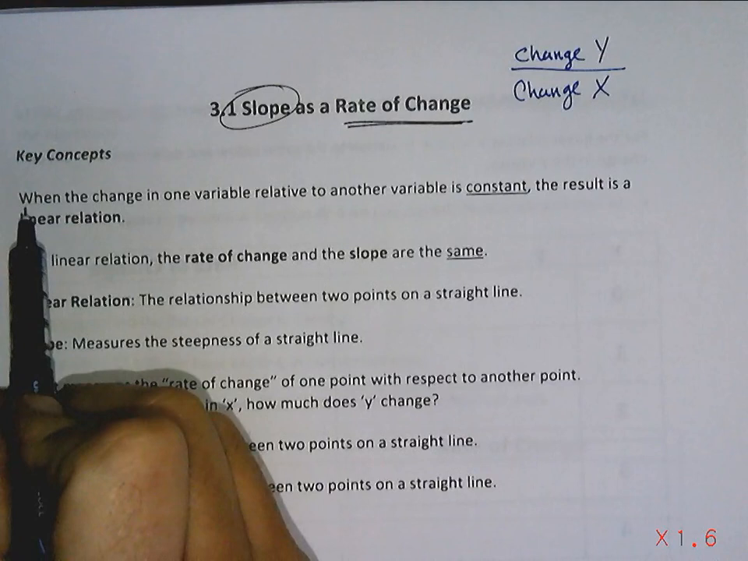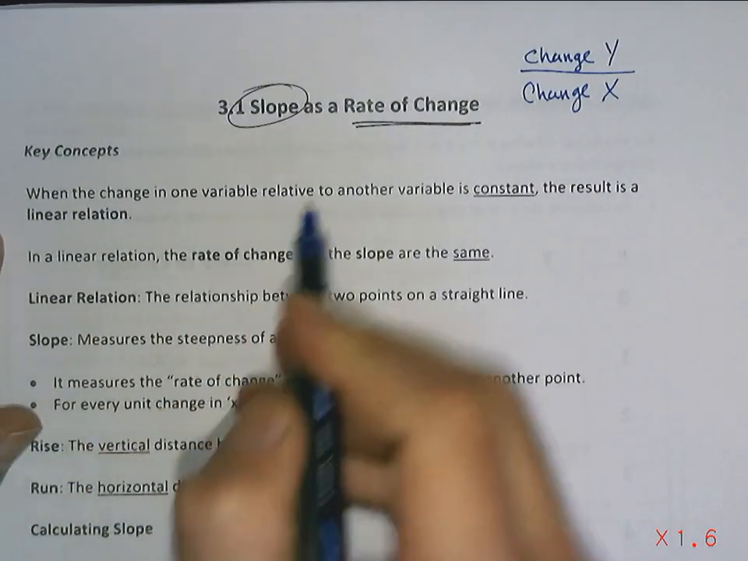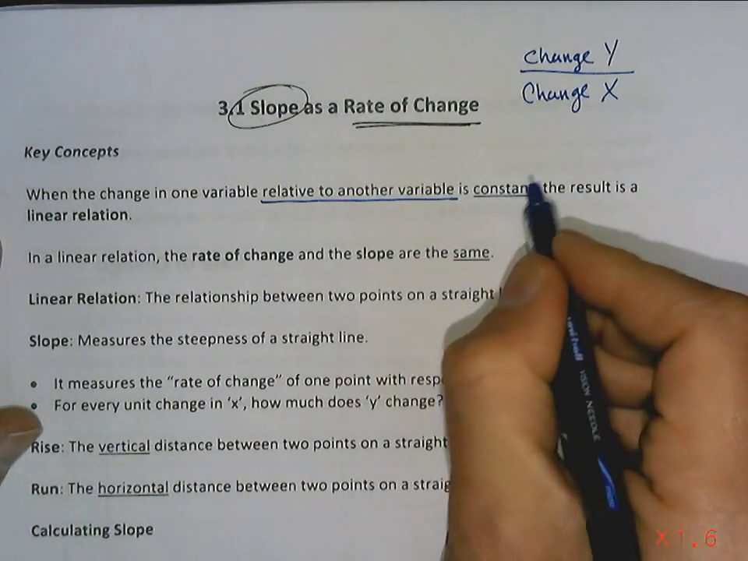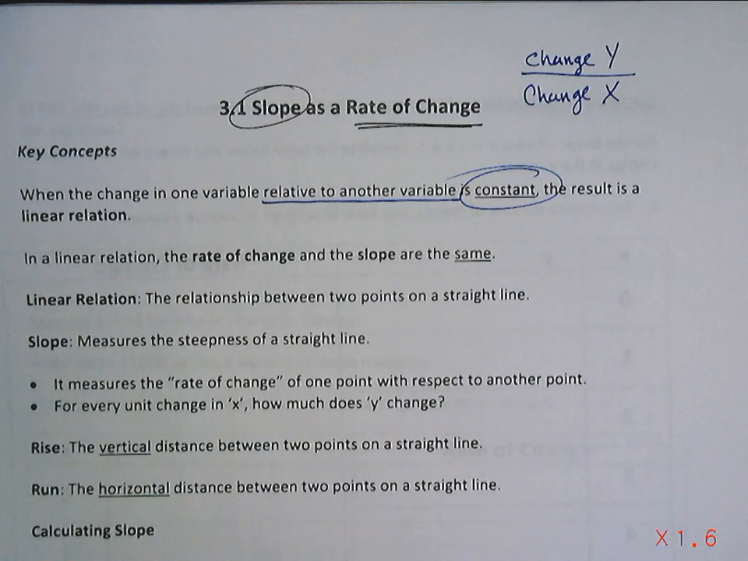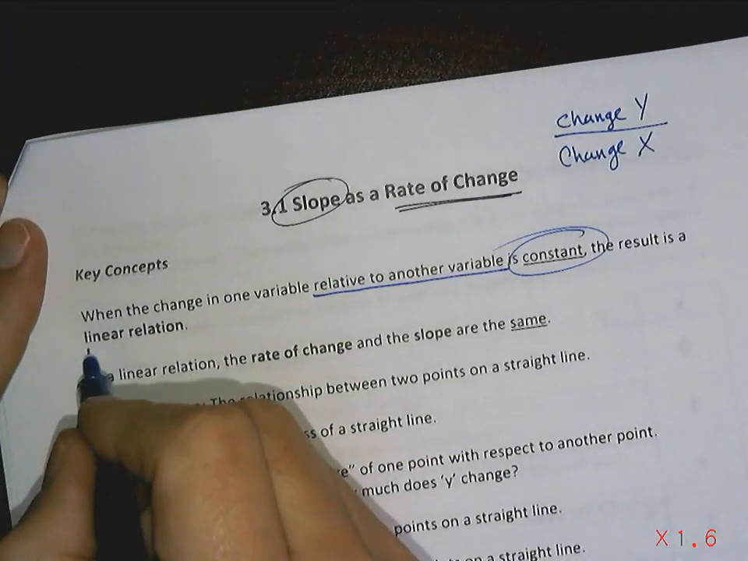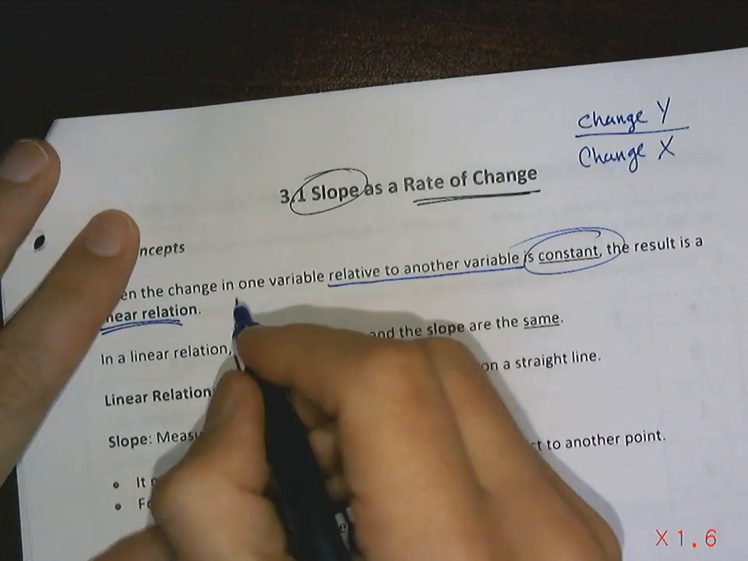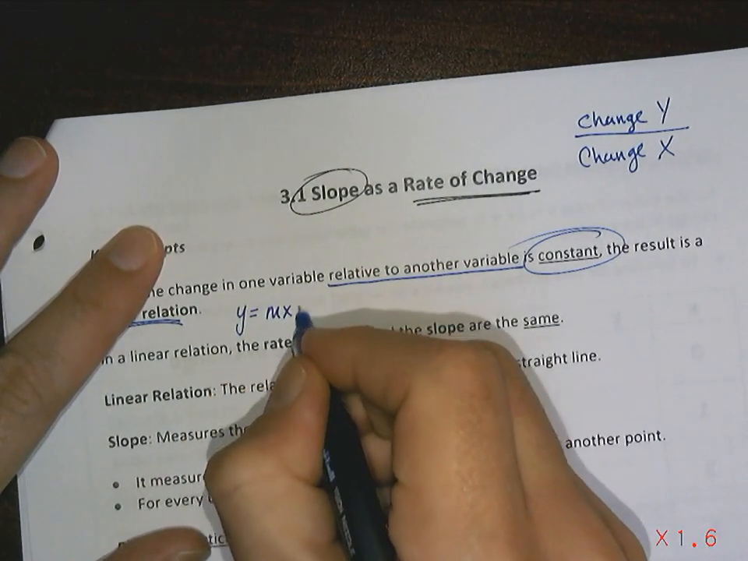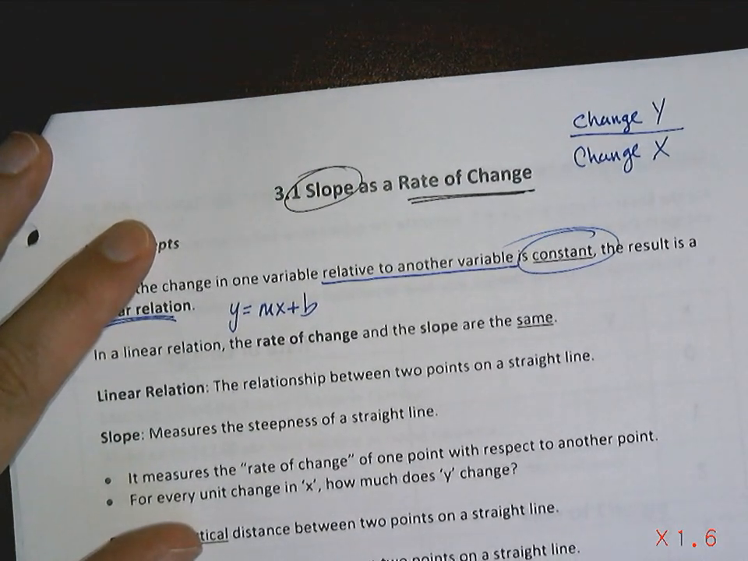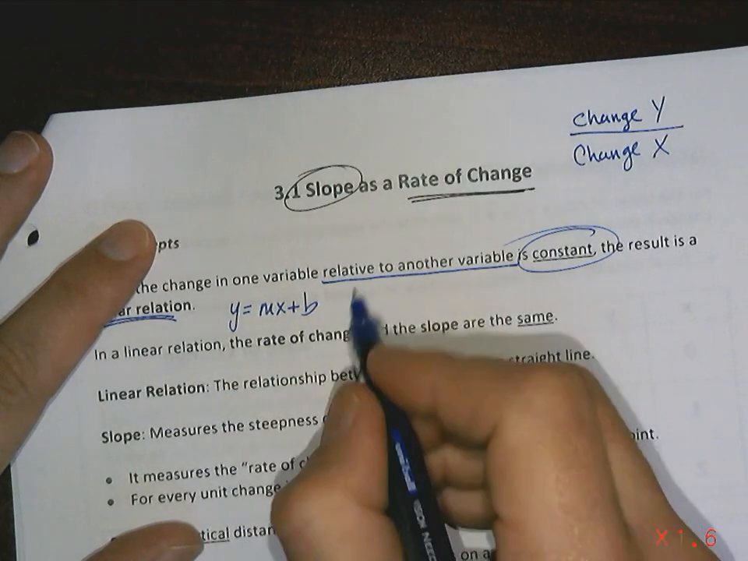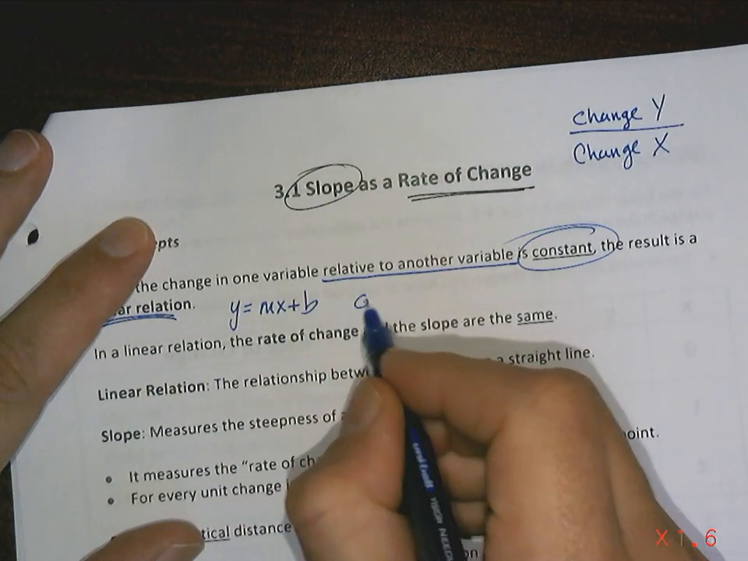Key concepts. When the change in one variable relative to another variable is constant, in other words, no matter how much I change one variable, the other variable changes a constant amount, the result is called a linear relation. That's what creates a line when we graph it. So a linear relation is something that looks like this, and you'll recognize this: something in the form y equals mx plus b, and we've talked about that so much. That's a linear relation.